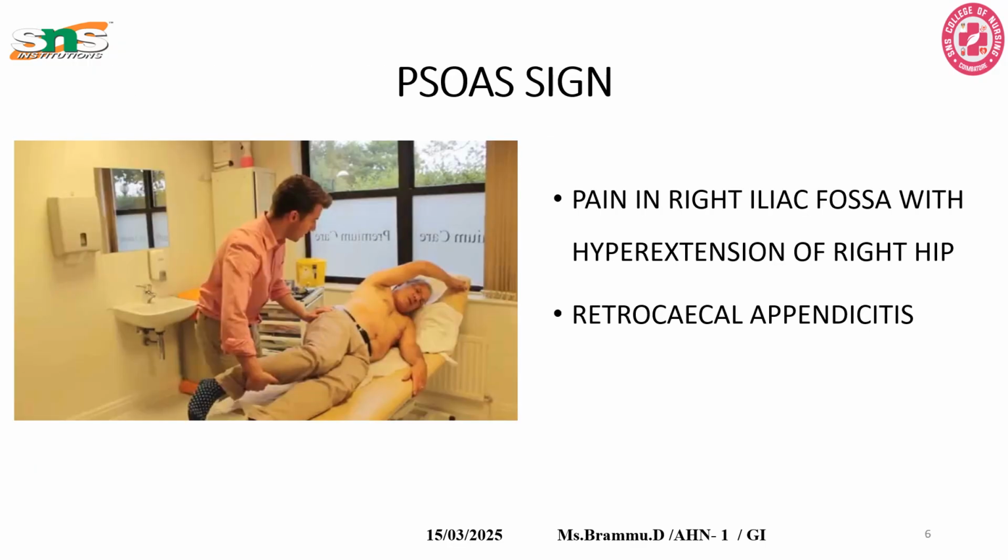The next important sign which we can see evidently in a patient with appendicitis is called the Psoas sign. Pain is present in the right iliac fossa with hyperextension. You can see the examiner is doing hyperextension of the right hip, and the patient is having facial grimacing due to the severe sharp shooting pain of the inflamed appendix. This is mostly seen in a case of retrocecal appendicitis.